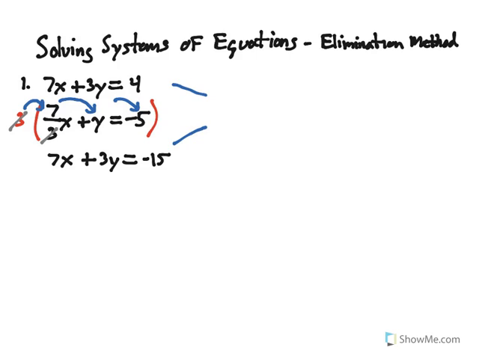Now we have a system we can write together. That will be 7x plus 3y equals 4, and the other one is 7x plus 3y equals -15. So we took care of the fraction, we eliminated it, and now there's something a little easier to work with. You notice how both equations have the same coefficients. Now we just choose a variable, and in this case it really doesn't matter because all the coefficients are the same.